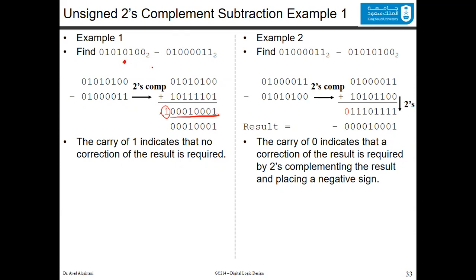If you convert this to decimal and you subtract it from the decimal representation of this number, you do the subtraction, you will find that the result is equal to the decimal representation of this number.